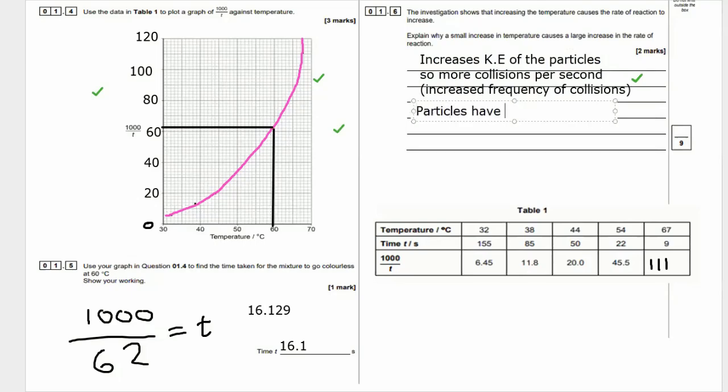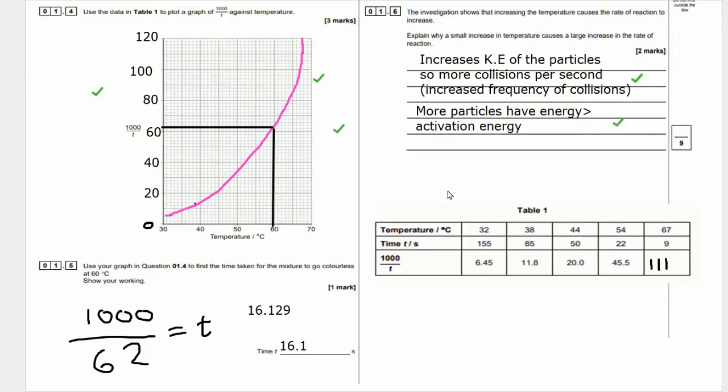particles have, and this is a shorthand way of saying more than, you can draw, particles have energy greater than the activation energy. So more particles have energy, I should say more particles, not all of the particles have energy greater, otherwise they'd all react at the same time. So more particles, or a greater proportion of the particles, have energy that is greater than the activation energy. So that is our second one.